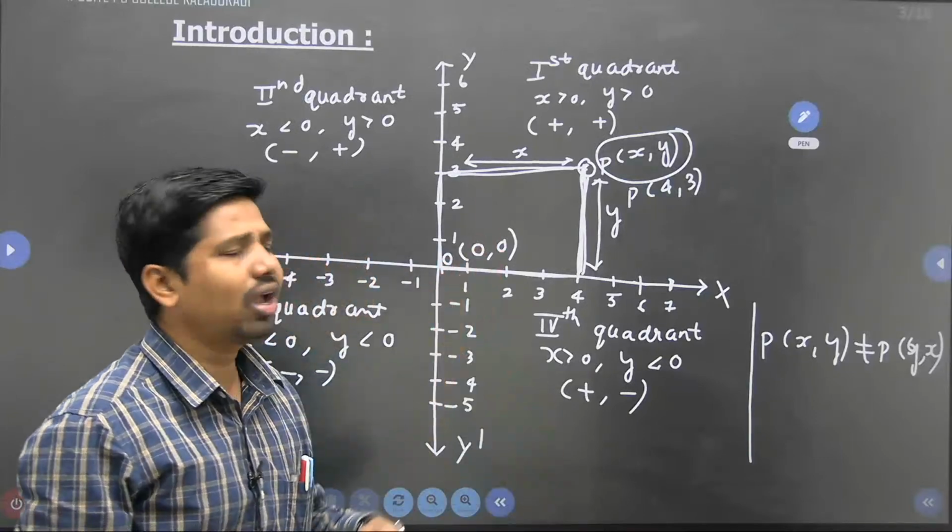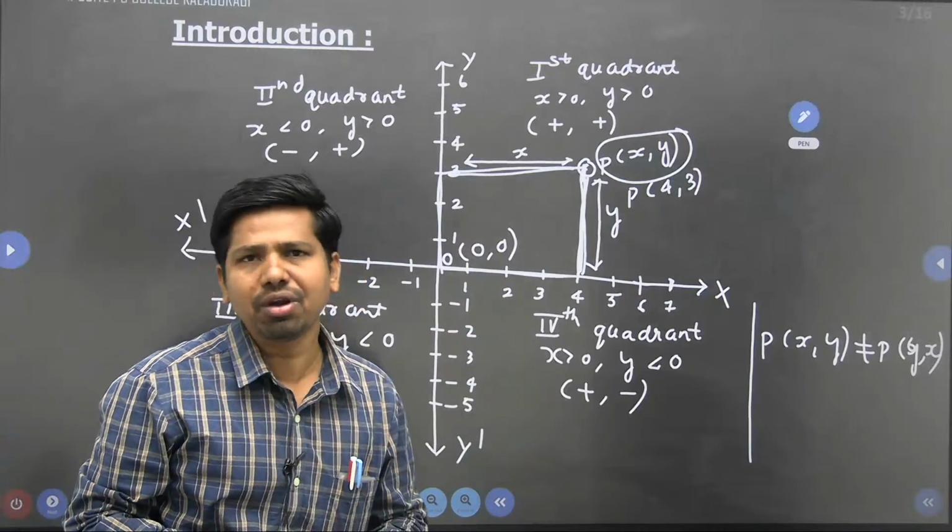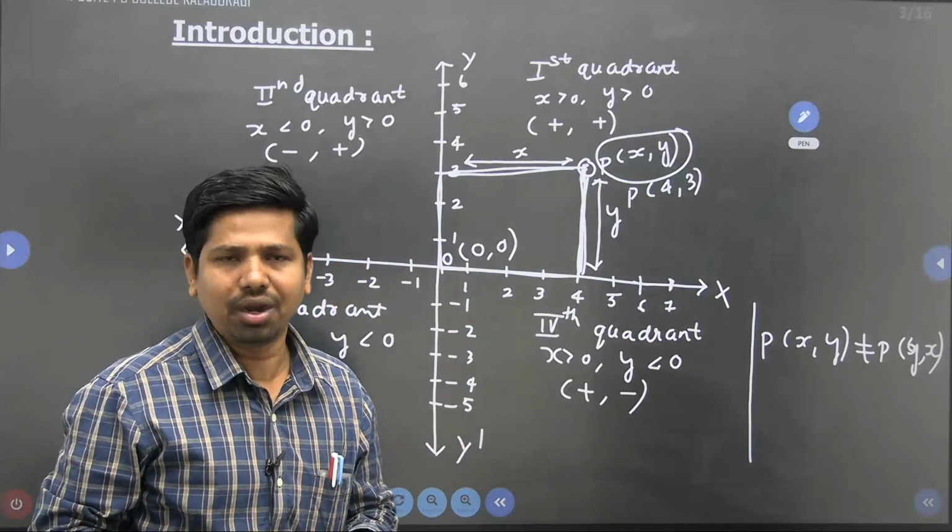If in general you take P of x comma y, and in particular any ordered pair, you have to write the numbers in that order.